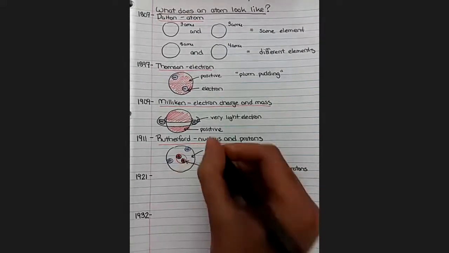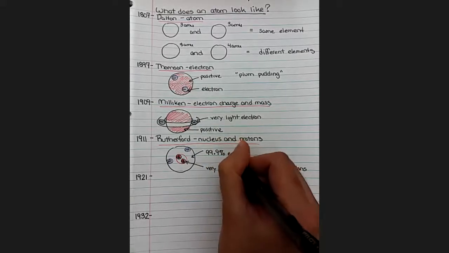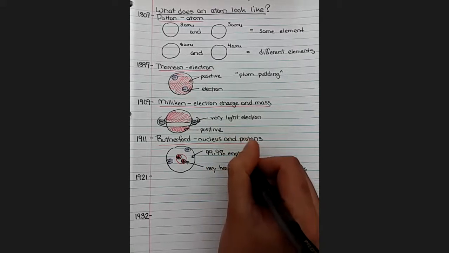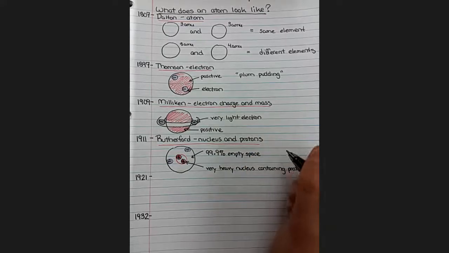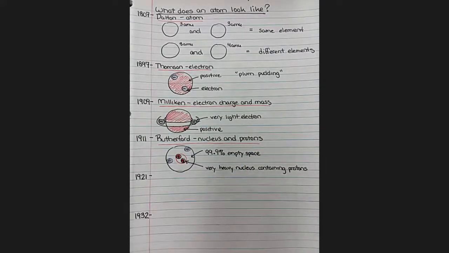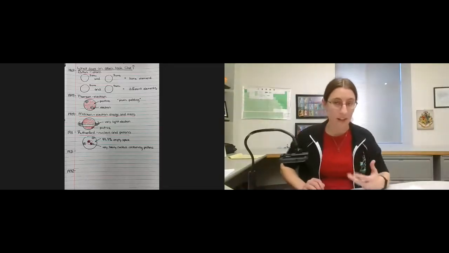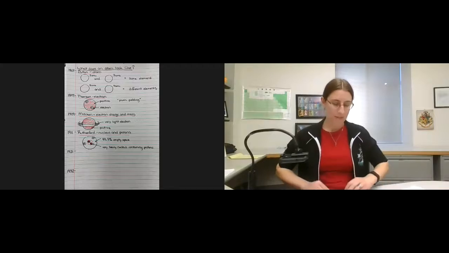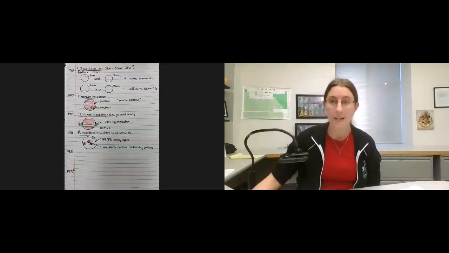And the rest of this is 99.9% empty space. Empty space is the part that the alpha particles pass through mostly undeflected, but if the alpha particles hit the nucleus, they would bounce off. So our view now contains a nucleus, protons, electrons, and atoms. And there are a few more parts that we're going to add to our picture of an atom in the next video.